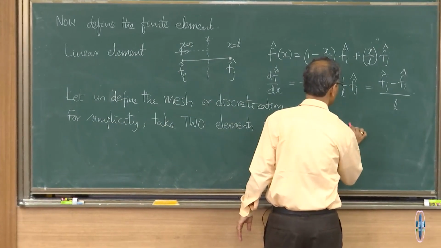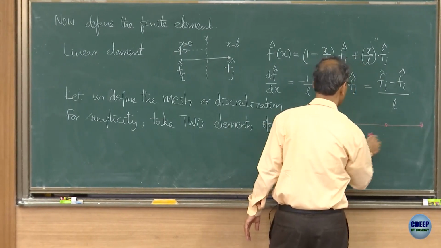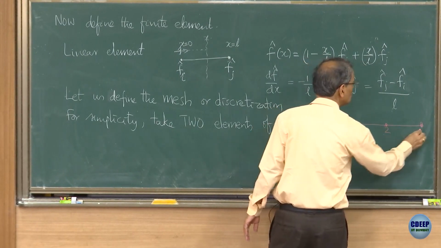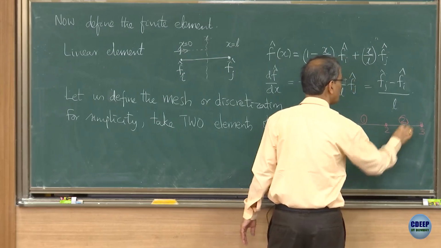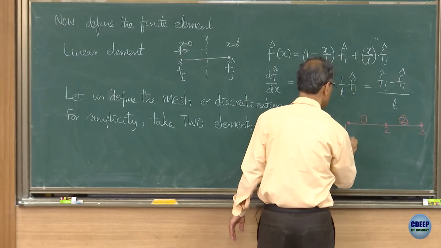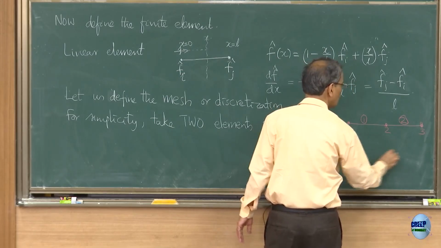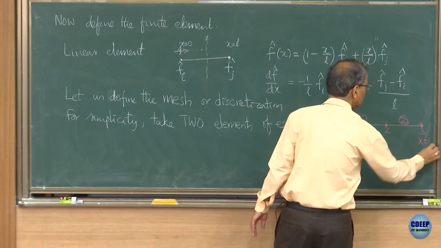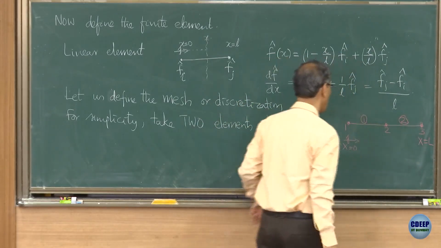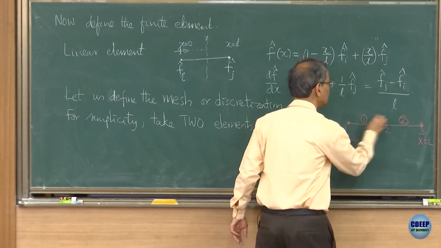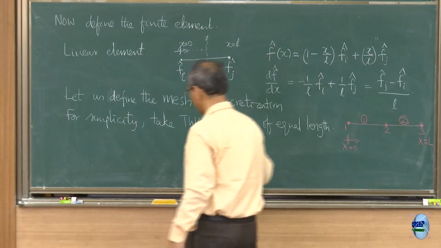So, if I am saying that it is 1, 2, 3, first element, second element, this is capital X equal to 0, capital X is L, that is the total domain. I have subdivided into two elements, 1 and 2. This is the first element, this is the second element.